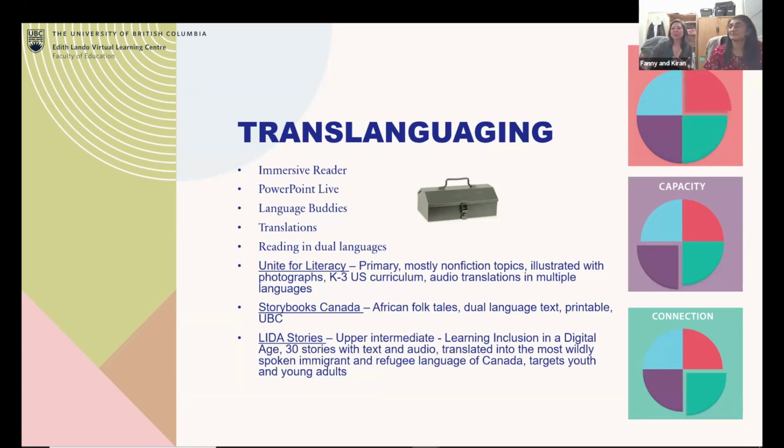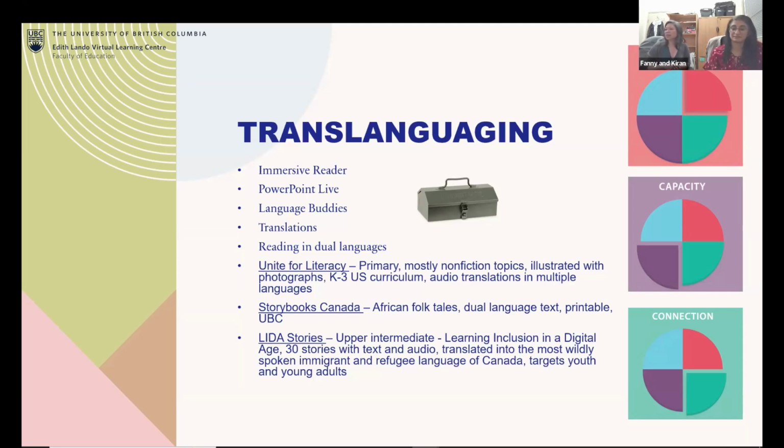Things that can support translanguaging in the classroom include Immersive Reader. Immersive Reader is part of the Office 365 suite. It is a very powerful tool. It will read text out loud to students. It will color code parts of speech. It will break up words into syllables, and it also has a picture dictionary that your children can use.